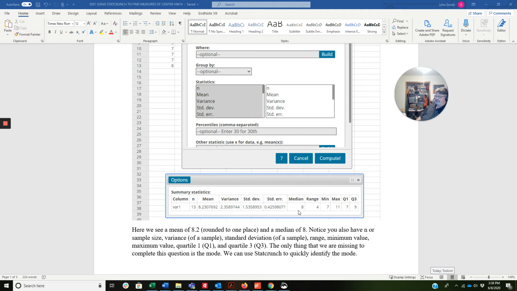This question asks us to find the mean. The range of the data goes from 7 to 11. There's our minimum and there's our maximum. And quartile 1, Q1, is 7, and Q3 is 9.